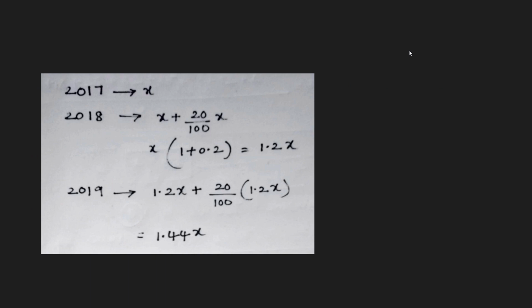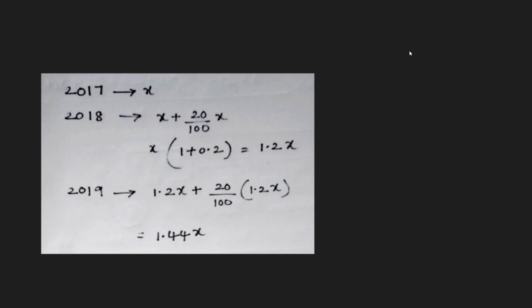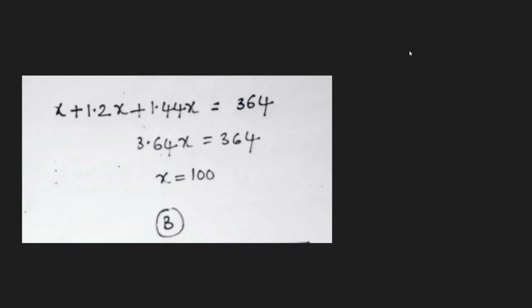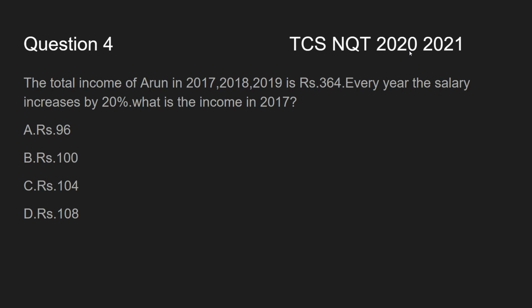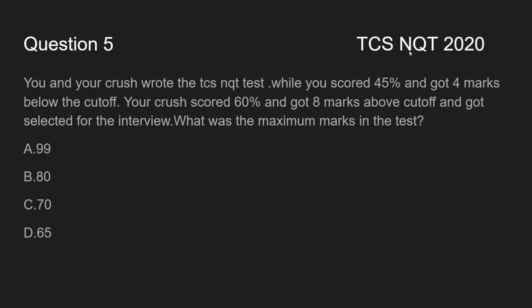so I am getting 1.44X. In the question they have given total income, so we'll add all these: X plus 1.2X plus 1.44X. How much they have given in the question? That is rupees 364. So equal to 364. 3.64X equal to 364. X equal to 100. So option B is the correct answer. Now we will see the fifth question.